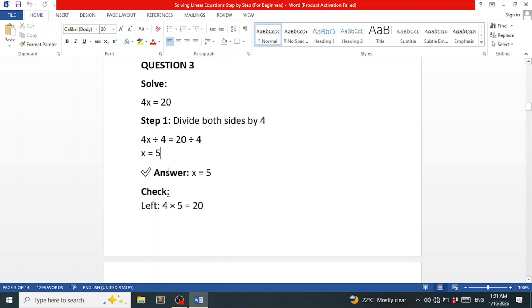So the answer or the solution is 5. x is equal to 5. And if you're in an exam, then your answer or your working should end here. x is equal to 5.